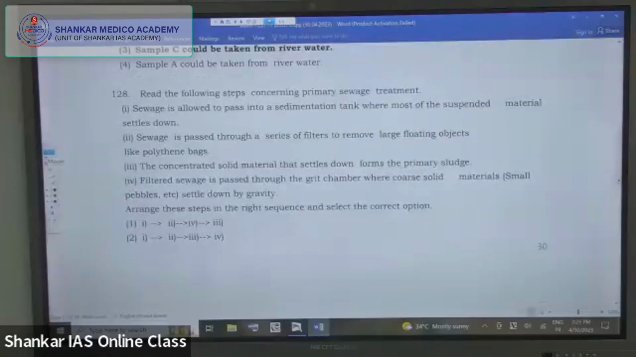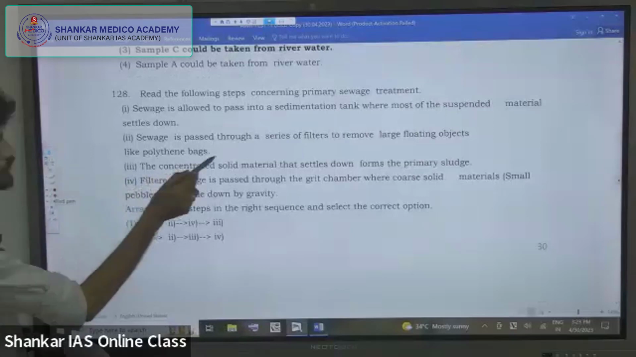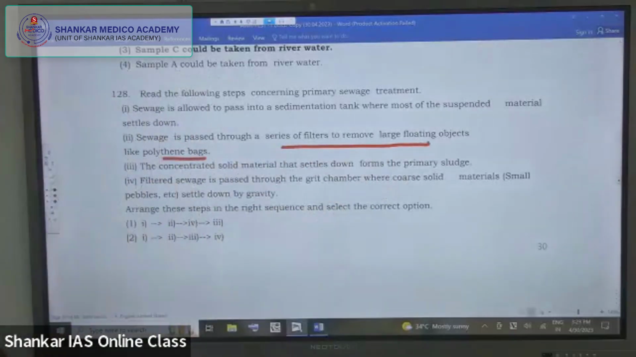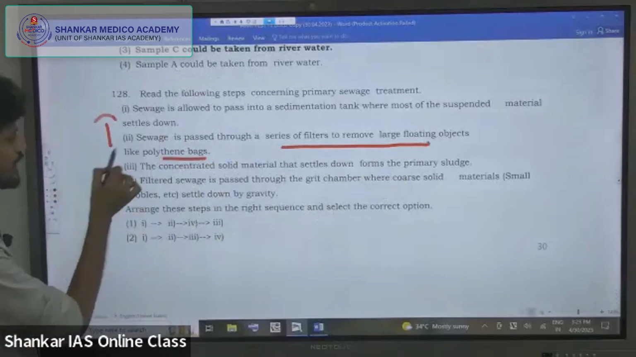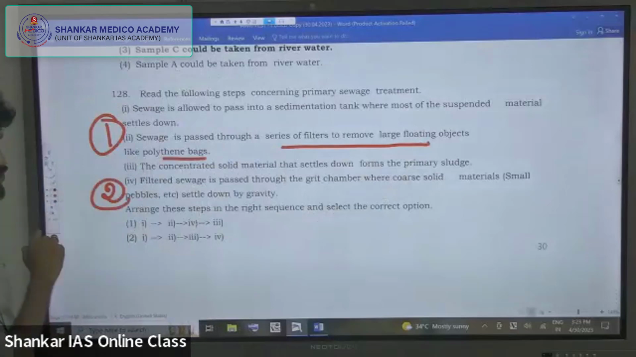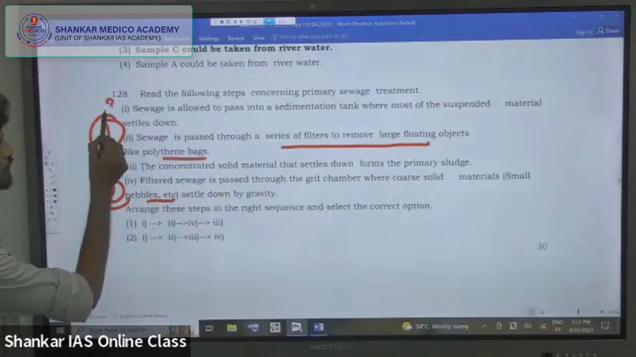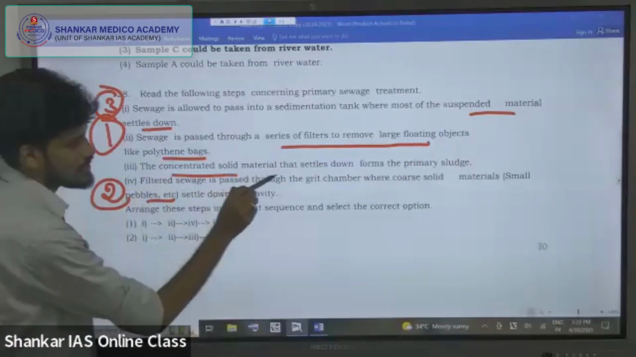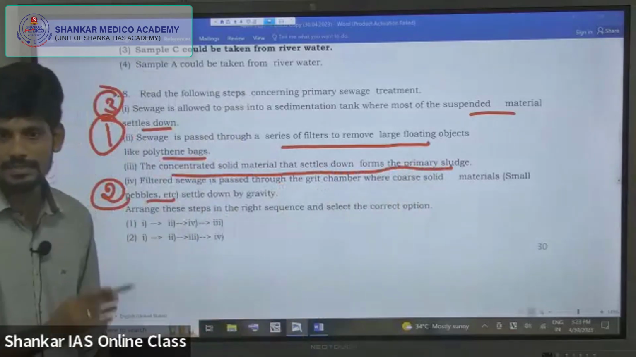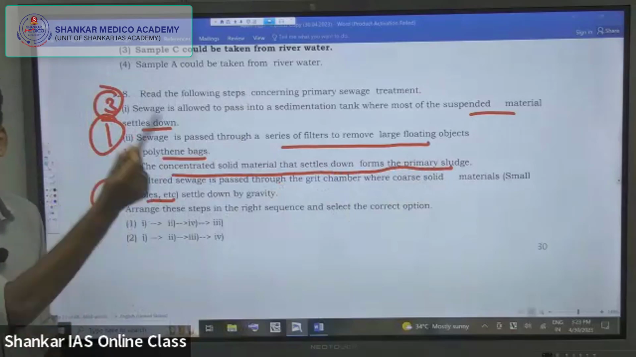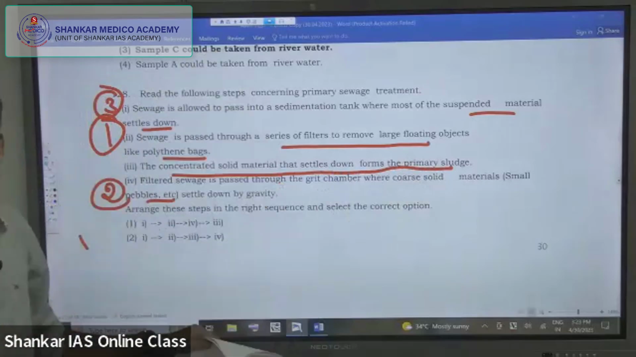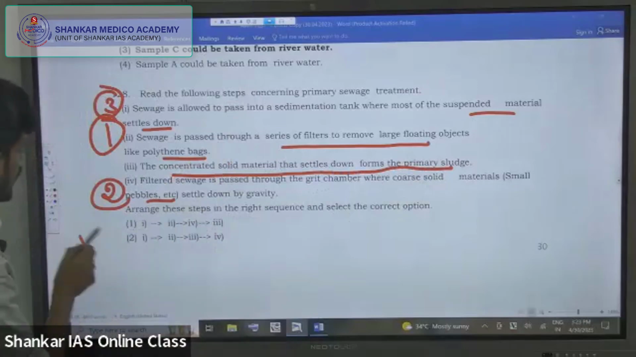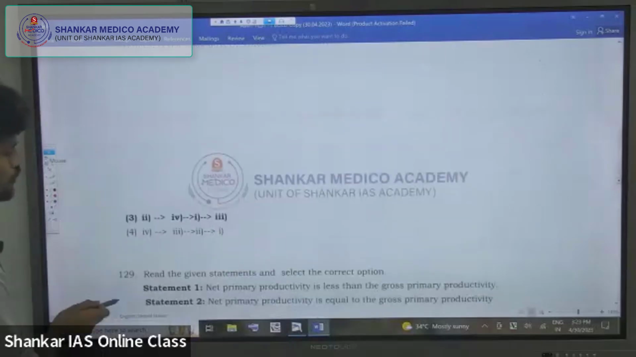Then read the following statements related to primary sewage treatment. First, what you have to do is filtration, to remove the large floating things like polythene bags. Second, you have to remove the grit chamber's solid particles like small pebbles, by gravity. Third, you pass it into the sedimentation tank, where suspended materials settle down. Fourth, the concentrated solid material forms a primary sludge. The remaining effluent is passed into the secondary treatment plant. So this is mainly the primary sewage treatment. The answer will be 2, 4, 1, 3.